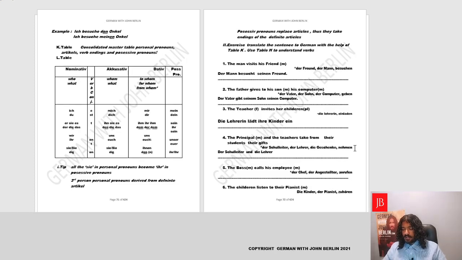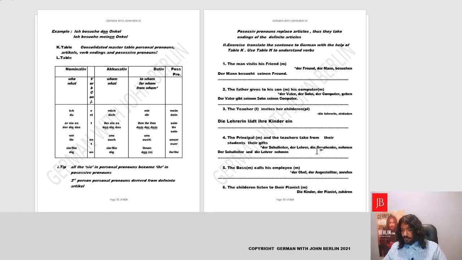The Schulleiter und die Lehrer take. What is the verb to take? Nehmen. Yes. So we'll conjugate nehmen for third person plural because they are third person plural, the teacher and the principal. So basically they. Yes, we'll conjugate. It'll be the same basic form of the verb, that is nehmen. So we'll write it the same. Der Schulleiter und die Lehrer nehmen.